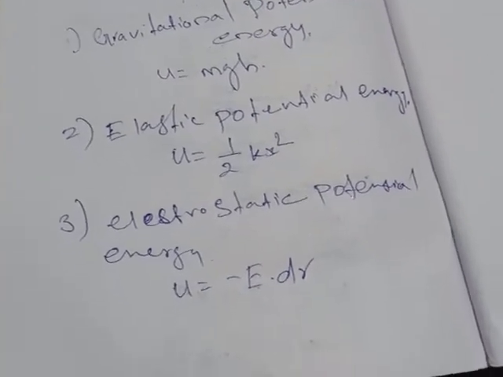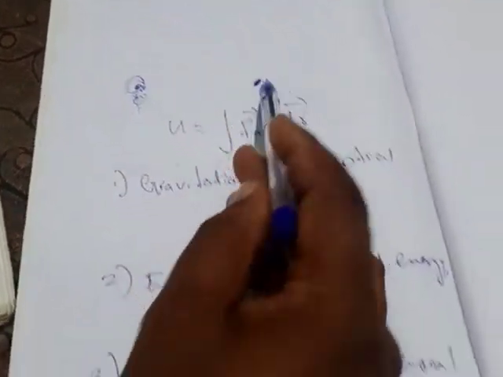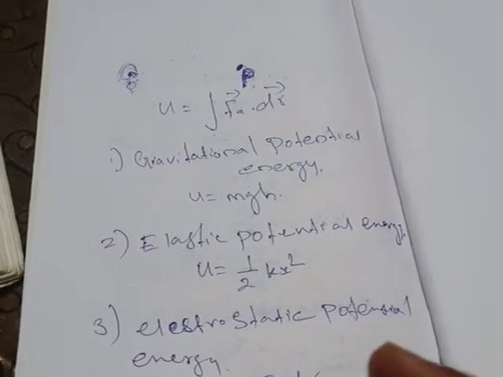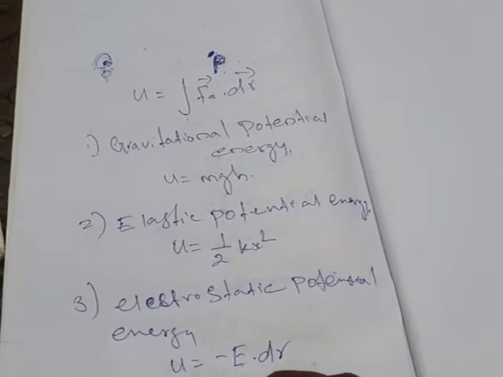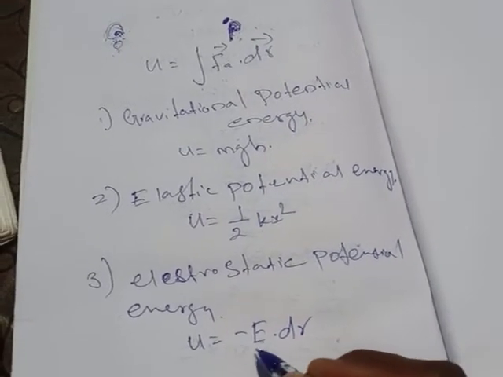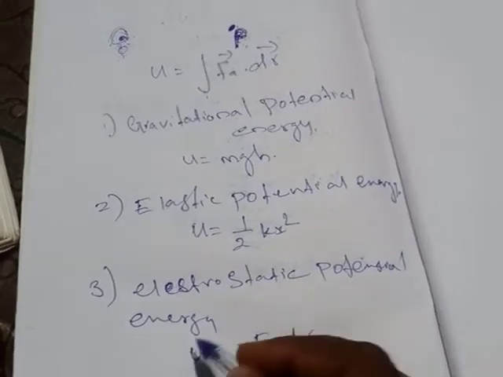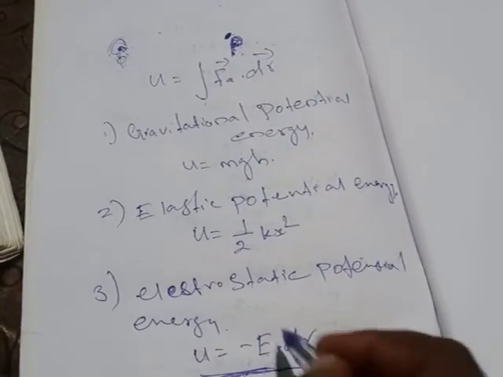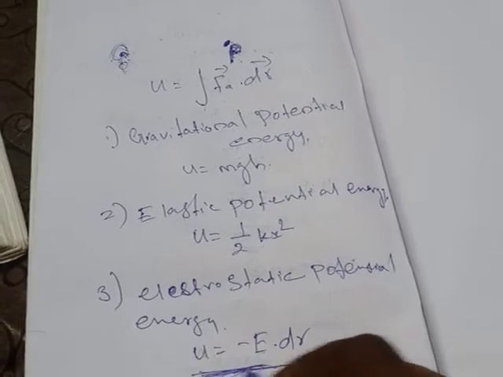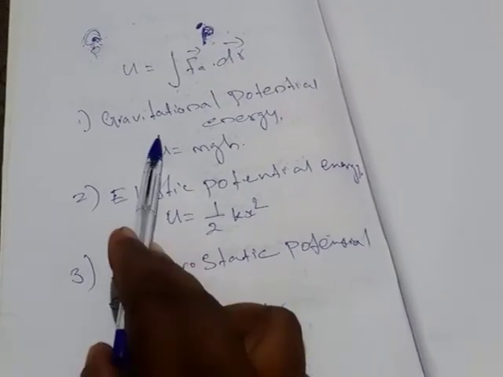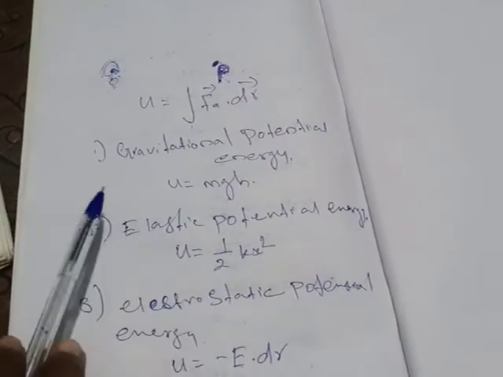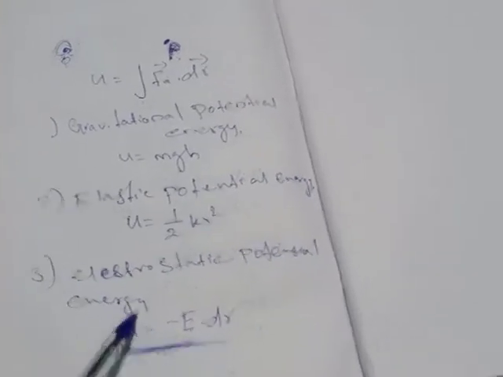Assume that two charges are kept at these two points. Between these two charges there is electrostatic potential energy, and the equation we use is U is equal to minus E dot dr. We will study more about electrostatic potential energy in 12th grade, in the first unit. So these are the types of potential energy: gravitational potential energy, elastic potential energy, and electrostatic potential energy.